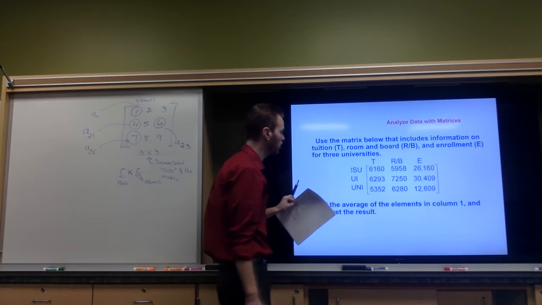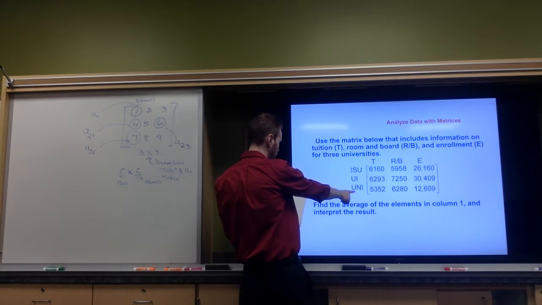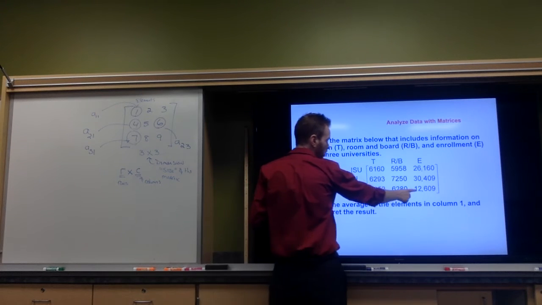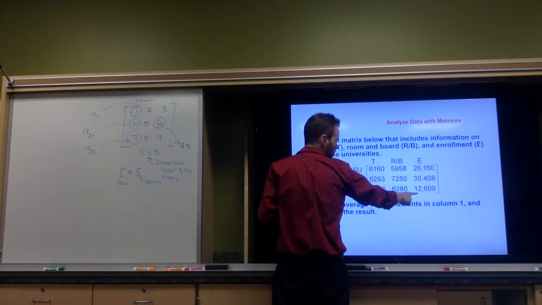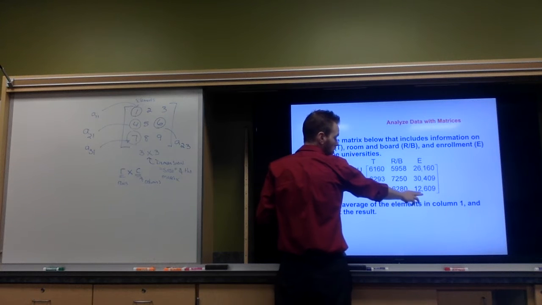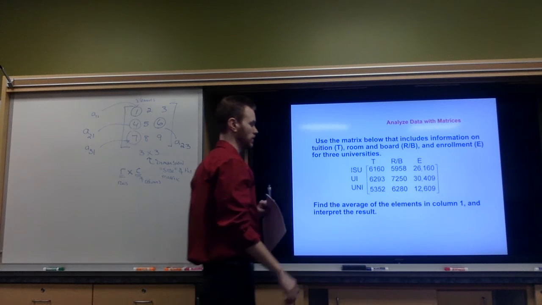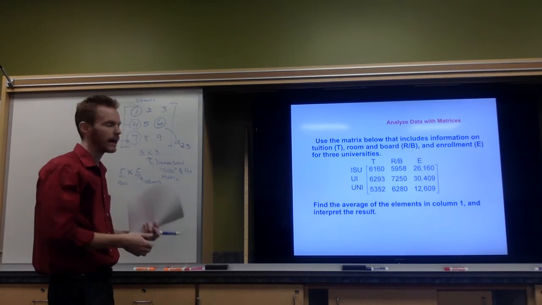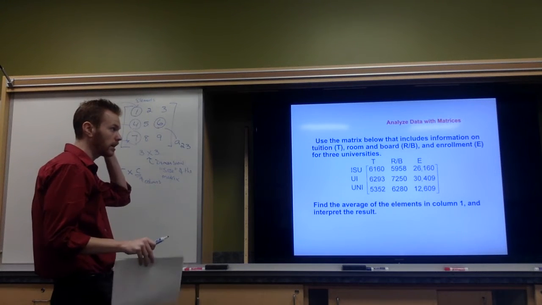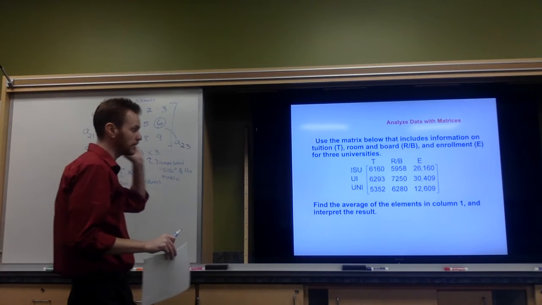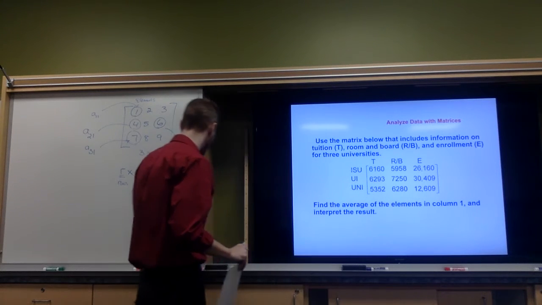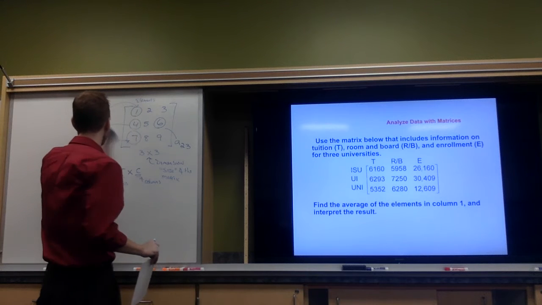If I want to know, this is University of Northern Iowa, if I go over here, this number represents the number of people enrolled, which would be 12,609 students. Okay, so hopefully you can see how to work with those numbers. Let's go ahead and look at the problem. It says find the average of elements in column 1 and interpret the result. Let's do that.